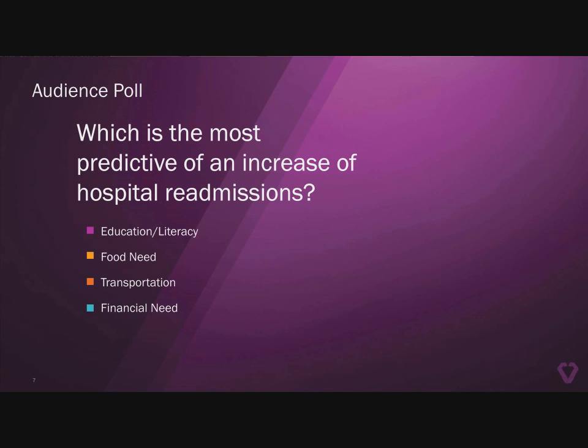We're seeing answers coming in. A couple more seconds. We'll close it out. The four options we had were education literacy, food need, transportation, and financial need. The answers seem to be highly centered on education and literacy, and pretty evenly across the other three: food need, transportation, and financial need.